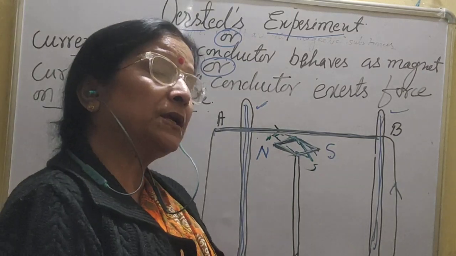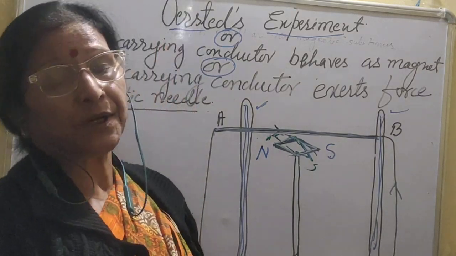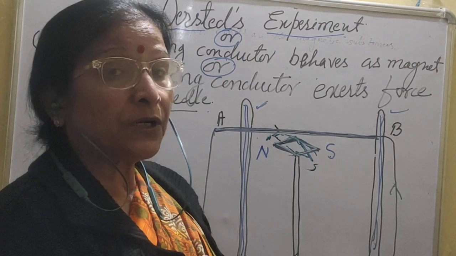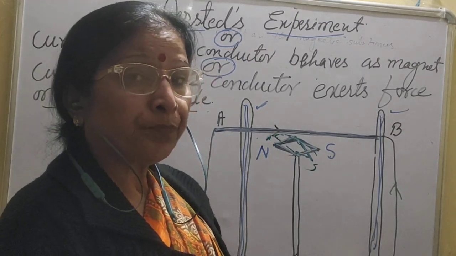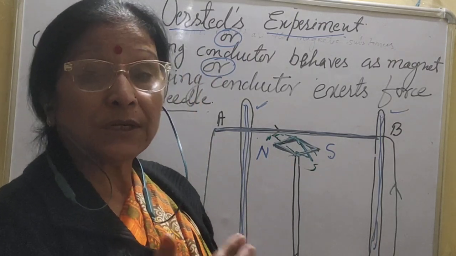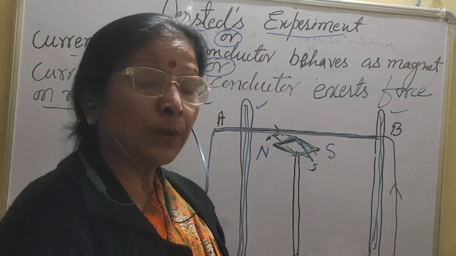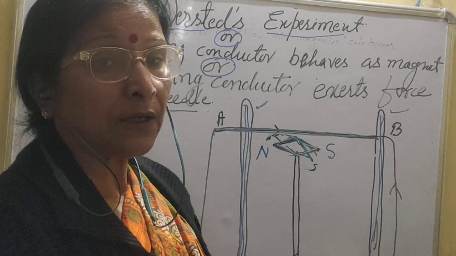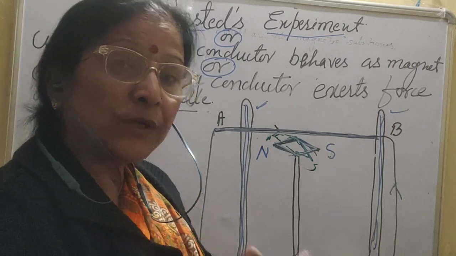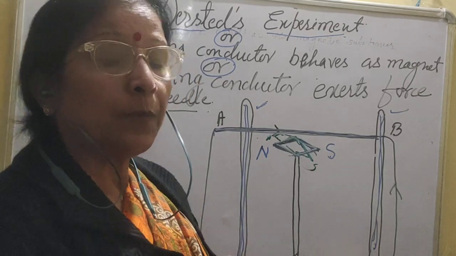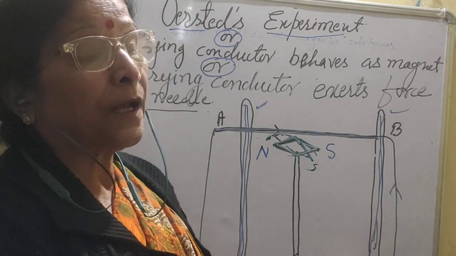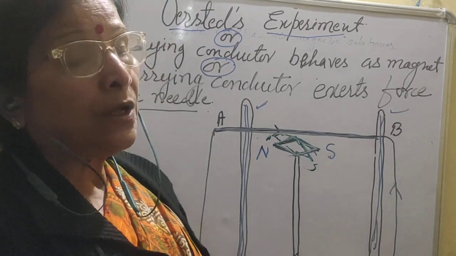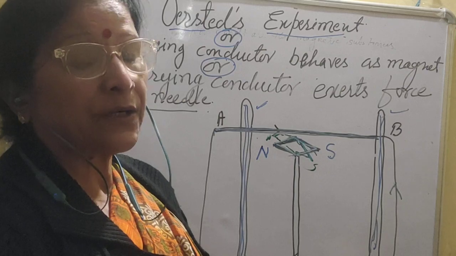Now children, in the next video we will study the direction of the exerted force and in which direction the magnetic needle will move, what will be the shape of the magnetic lines of force around the conductor, and on what the strength of the magnetic field around the conductor will depend. All these things we will study in the next video.